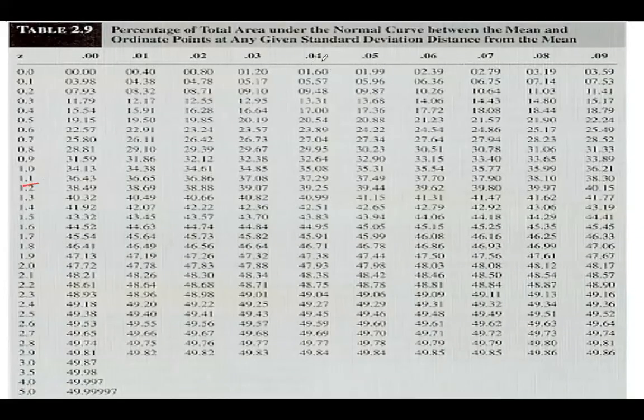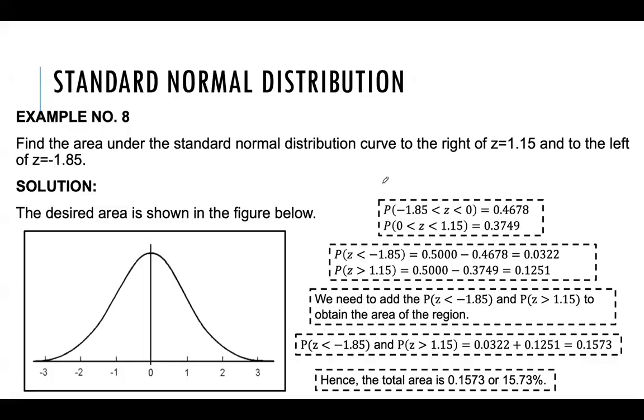1.15, based on table 2.9, is 37.49. Another example, class: find the area under the standard normal distribution curve to the right of a z value of 1.15.